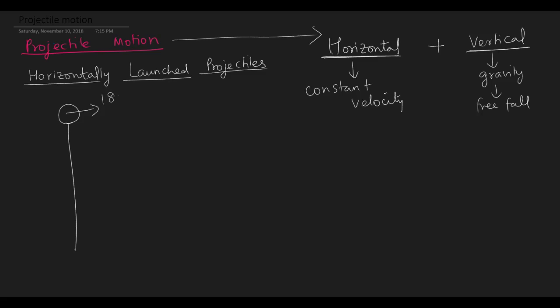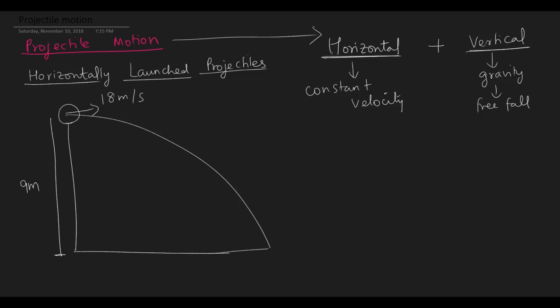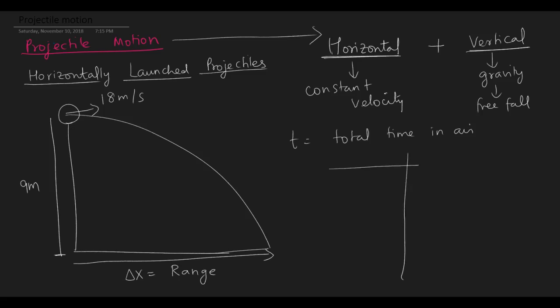So the speed is 18 meters per second and the height from which it is launched is 9 meters. And we know that it takes a parabolic path and falls to the ground. I want to solve for t, which is the total time it stays in air. And I also want to see how far it lands away from where it was launched. This horizontal displacement is also referred to as the range of the projectile. Okay, so we need to analyze this as horizontal and vertical separately.